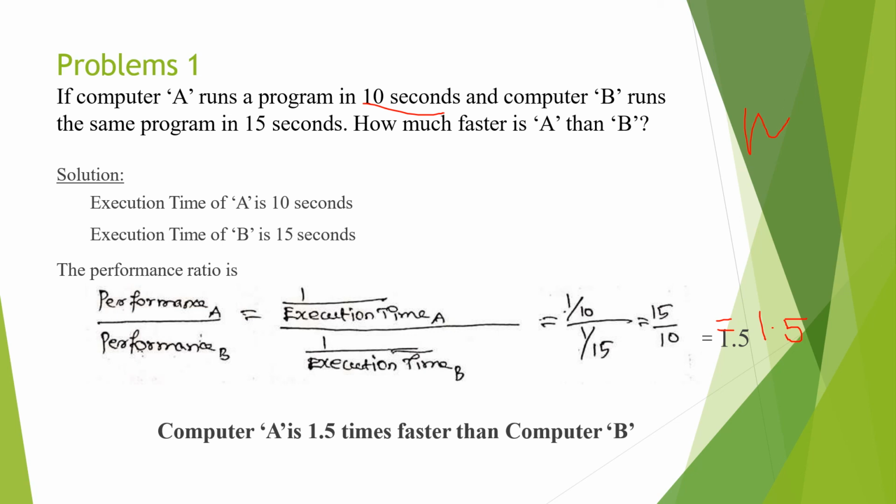Okay, this is about performance. Under performance, we saw the first terminology, which is called response time or execution time. So always this response or execution time should be lesser to get higher performance. The remaining terminologies we'll see in the next video.